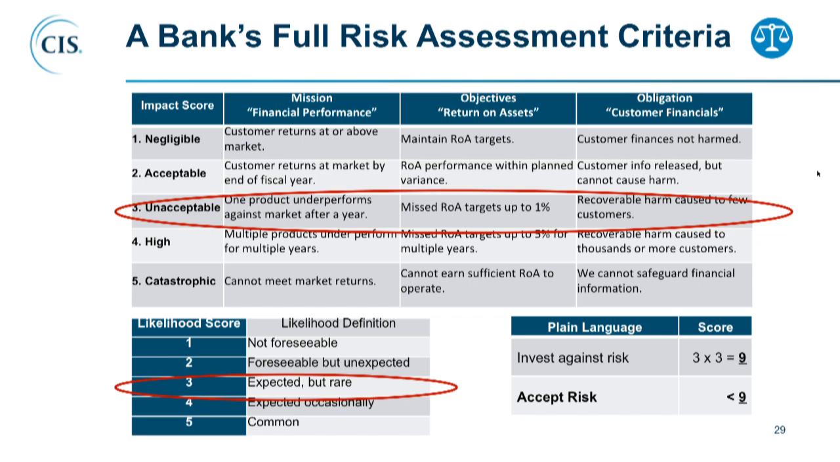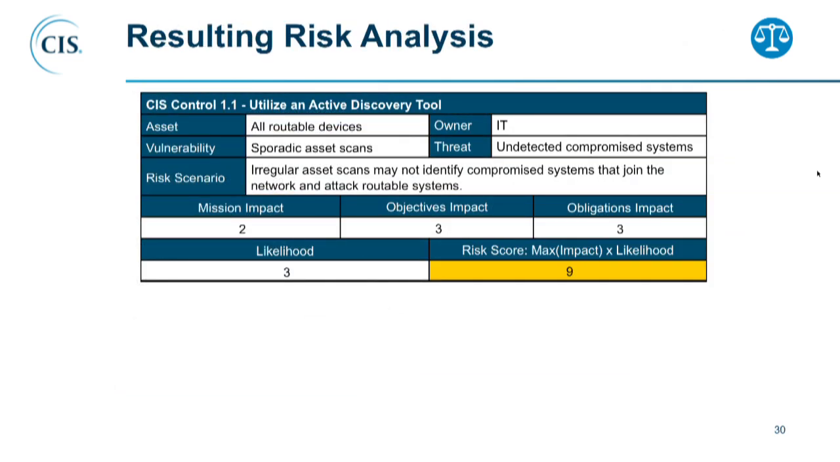Let's go on to the next slide. Here's a quick example. We'll take questions up to this point, and then we'll start to get into some of the nitty-gritty about how we made some of these decisions. In this case, this is CIS Control 1.1. This is for utilizing an active discovery tool.